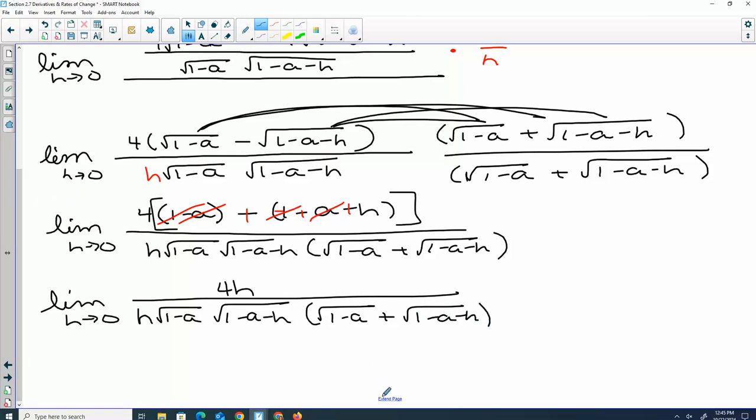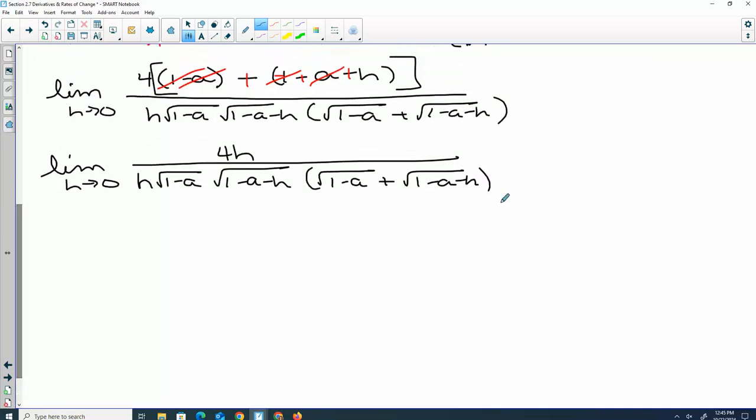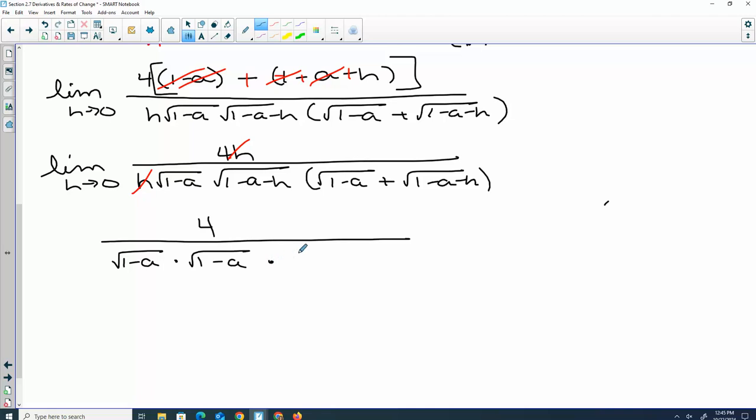Wait, why does that h not go with everything? I'm not sure what you mean. Like, why did the h only go to the first one? It's all a big multiplication problem. Oh, gotcha. I just haven't multiplied it out. Okay, so then what happens? H cancels. Okay, so now if I put in 0 for all of my h's, I have a 4 on the bottom. Square root of 1 minus a times the square root of 1 minus a, because we plugged in the 0 for your h's.